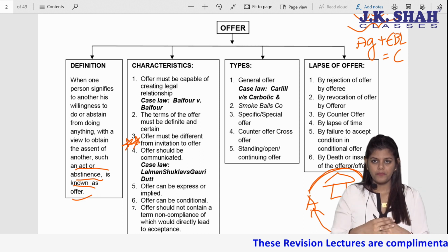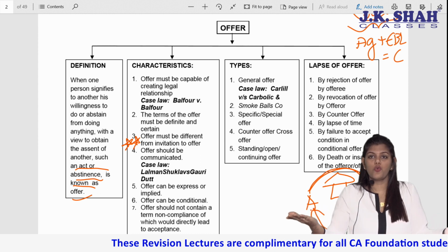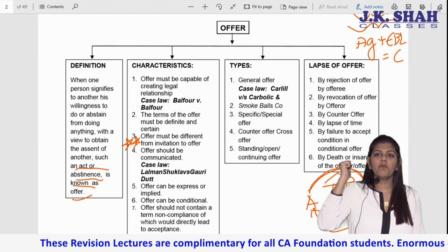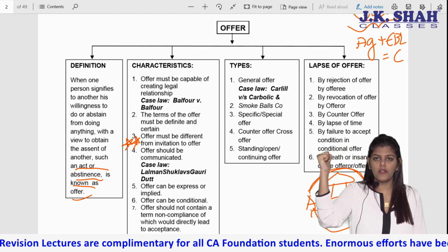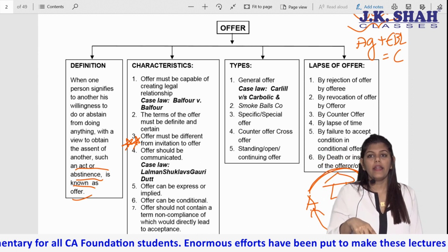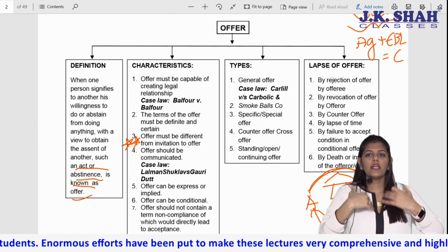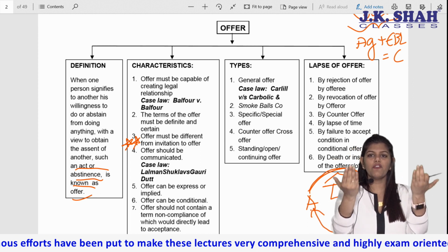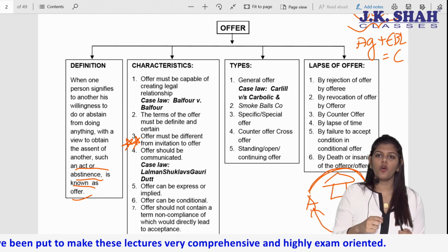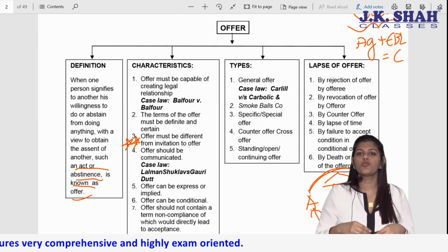What just happened? By giving you the auction notice, I gave you an invitation to offer. When you came and bid 10,000, 20,000, 30,000, basically you gave me an offer. And now when I strike the hammer, I accepted it. So I gave you an invitation to offer, you gave me an offer and I accepted the offer. This is, offer should be different from invitation to offer.